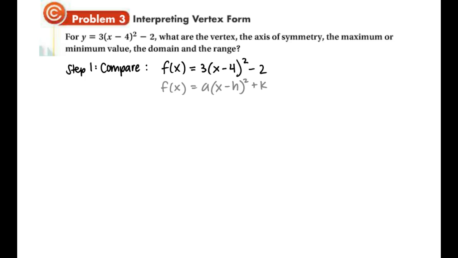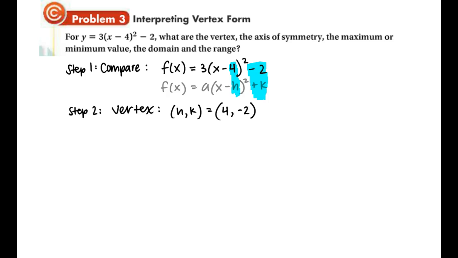Example 3, we're going to learn how to interpret vertex form. So we're given the equation y, or f of x, equals 3 times the quantity of x minus 4 squared minus 2. We need to determine what the vertex is, the axis of symmetry, whether it's a minimum or maximum value, as well as the domain and range. So first off, let's just look at the given equation and compare it to the vertex form. I rewrote the equation as well as the vertex form directly below to make sure it's super clear what the a, h, and k values are.